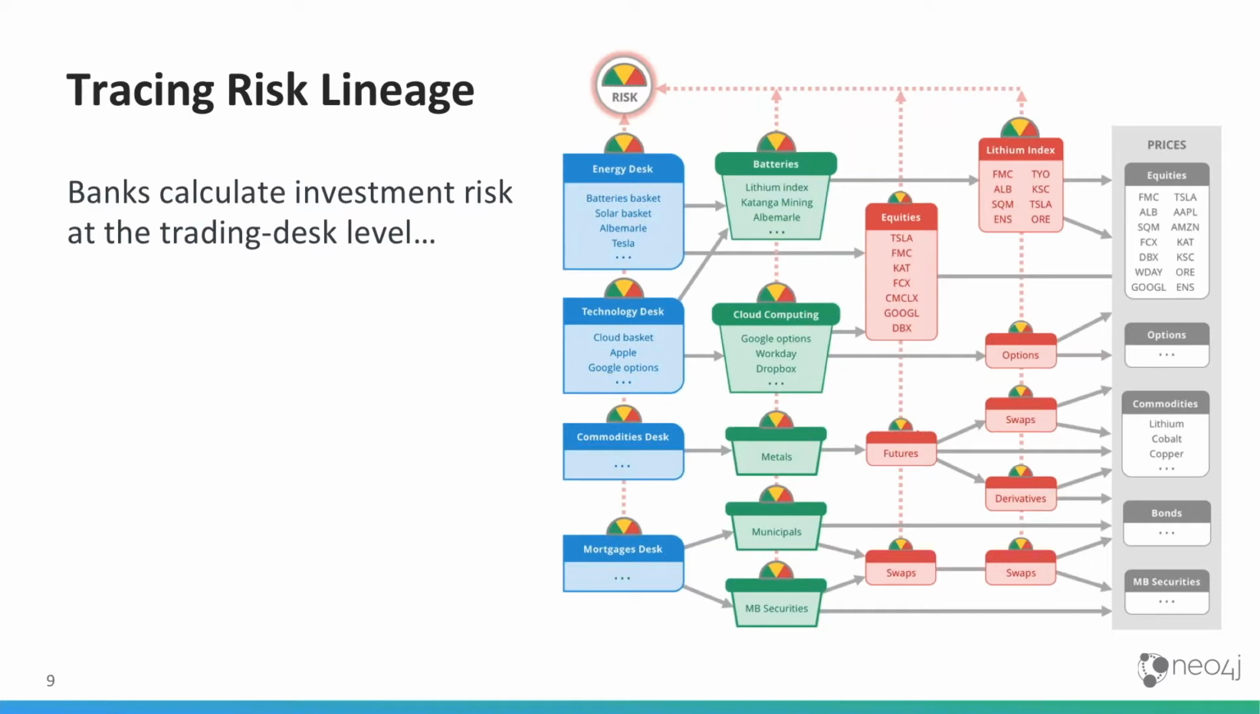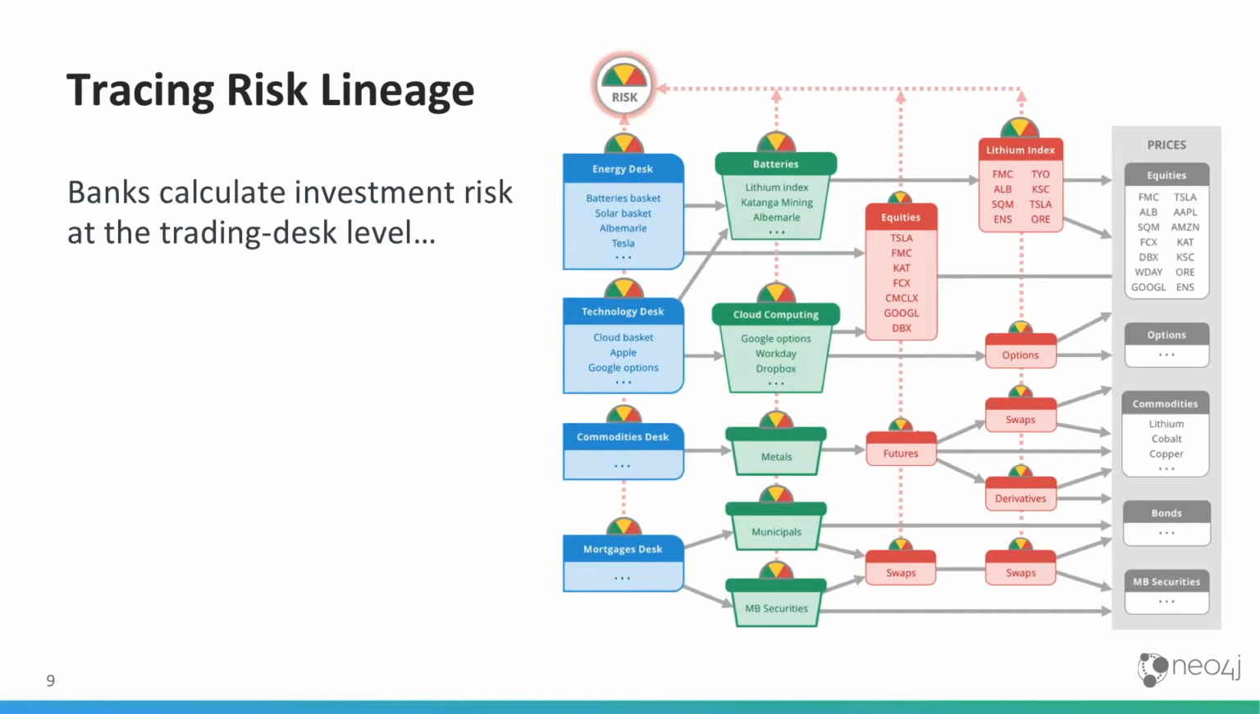Some of those things may be directly priceable, like Tesla stock. But there may be other things that are more sort of a basket. So there could be a batteries basket, for example, or a solar basket, and that's like a sub fund or a separate fund that is being managed separately. That might be part of multiple trading desks.